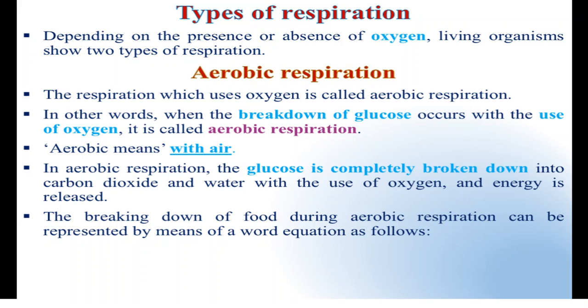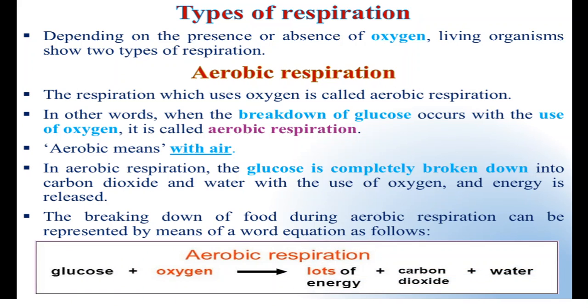In aerobic respiration, the glucose is completely broken down. The glucose, the food, is completely broken down and releases energy with the waste products carbon dioxide and water. The breaking down of food during aerobic respiration can be represented by an equation: glucose reacts with oxygen and releases a lot of energy plus carbon dioxide and water.